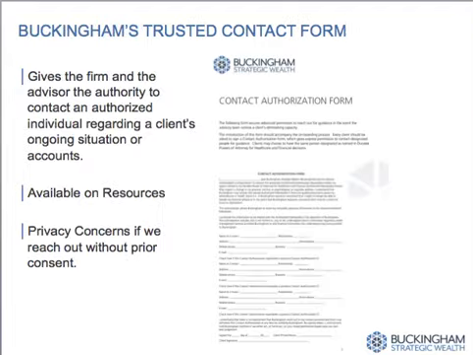So Buckingham's trusted contact form, again, gives the firm, gives our advisors, gives our representatives the ability to reach out to a third party that the client has instructed us as someone that they trust, someone that they have a relationship with. And again, when and if something does happen in an event of diminished capacity or incapacity for a client, this gives us the ability to reach out to that contact. This form is available on resources.